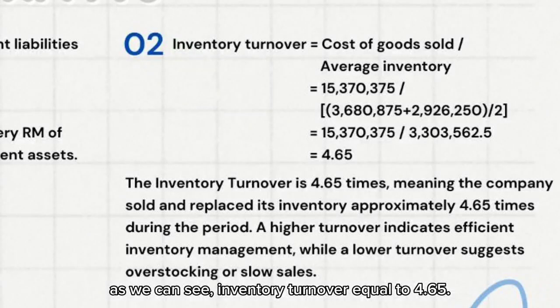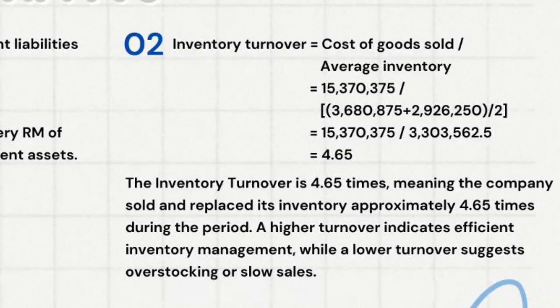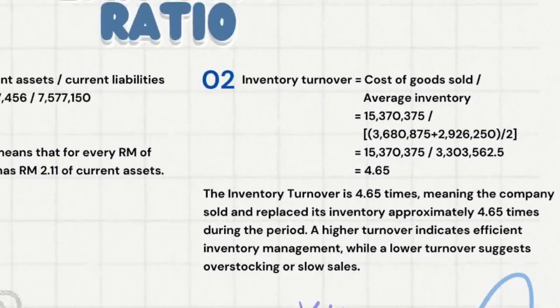Next, we calculate the inventory turnover: cost of goods sold divided by average inventory. As we can see, inventory turnover equals 4.65. The inventory turnover is 4.65 times, meaning the company sold and replaced its inventory approximately 4.65 times during the period. A higher turnover indicates efficient inventory management, while a lower turnover suggests overstocking or slow sales.